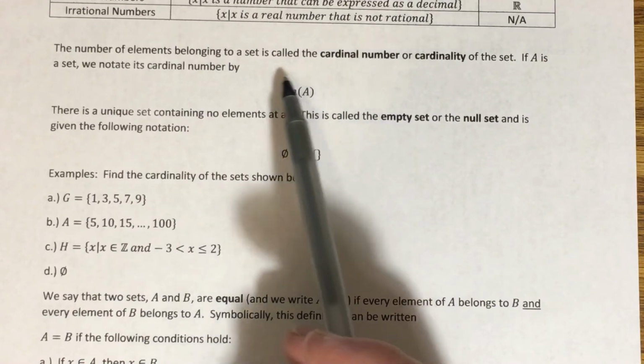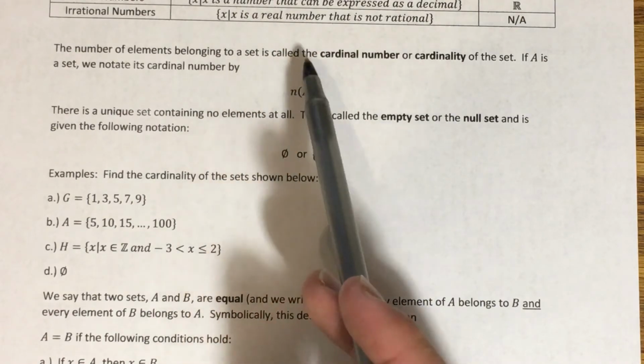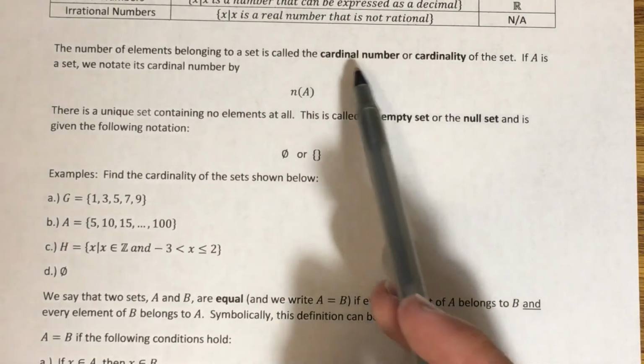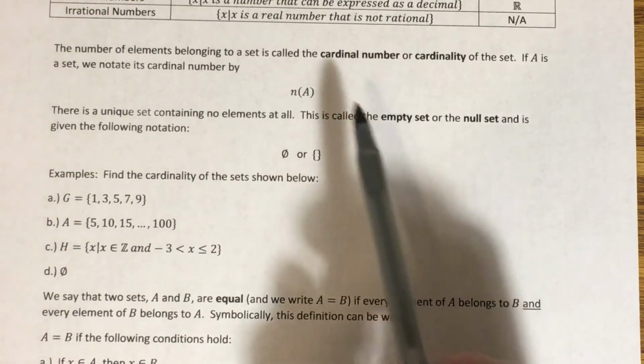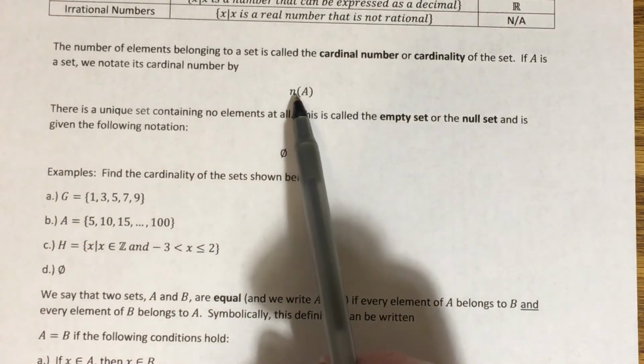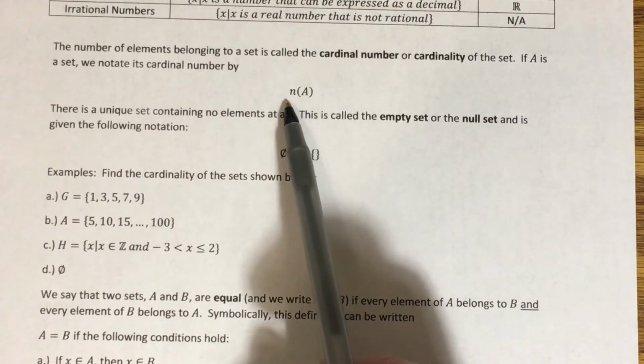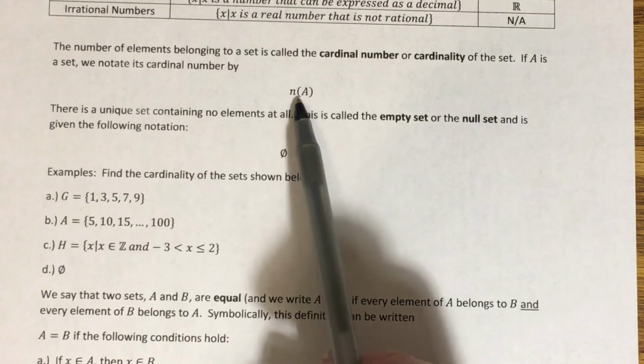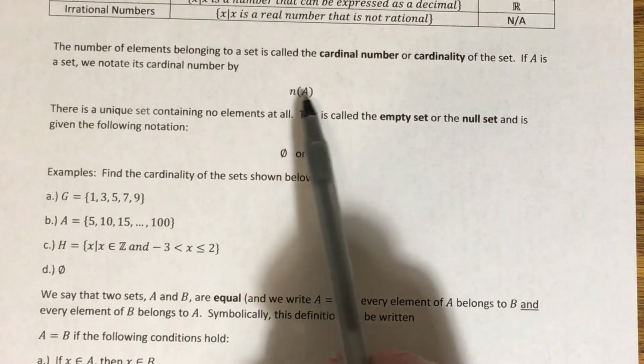Another important concept when we talk about sets is this concept of cardinality, or what we call a cardinal number. And a cardinal number for a set is literally just the number of elements that belong to that set. It's telling us essentially what the size of a set is based on the number of elements it contains. We use this symbol for it, and I read this as n of a, or the cardinal number of a.